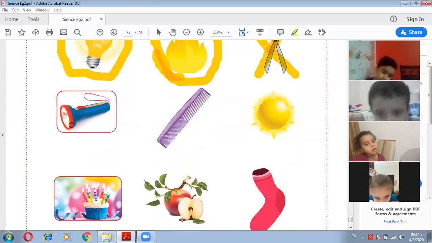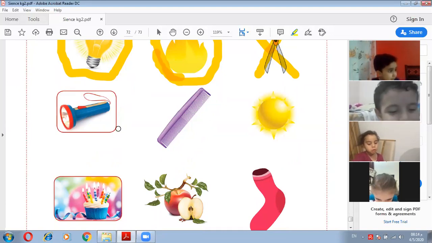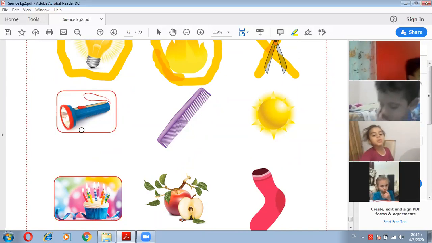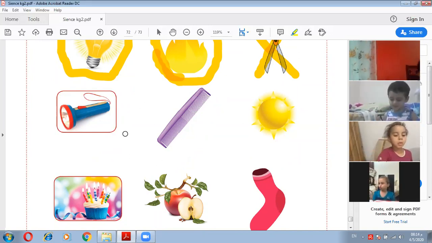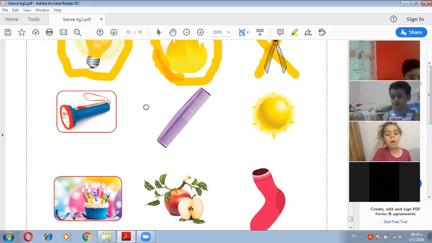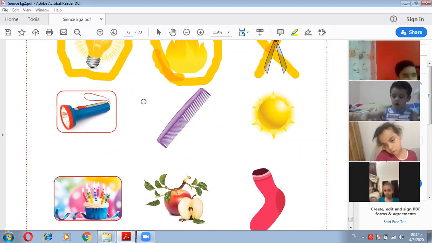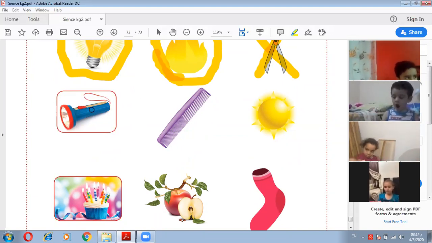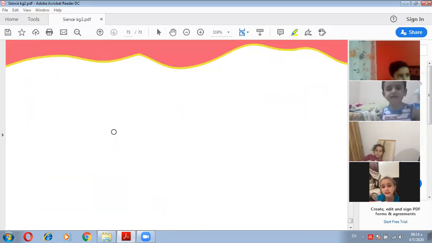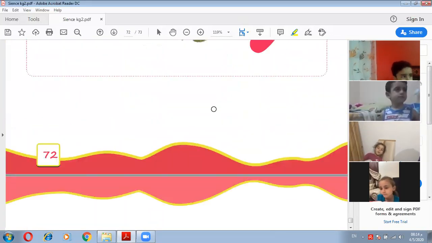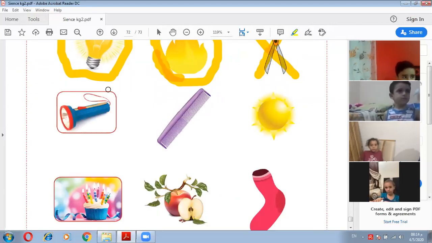So let's move here. We have a, what is this? Who can tell me what is this? Flashlight. Yes, super. So does the flashlight here give us light or no? Yes. Super. So draw a circle on this one.